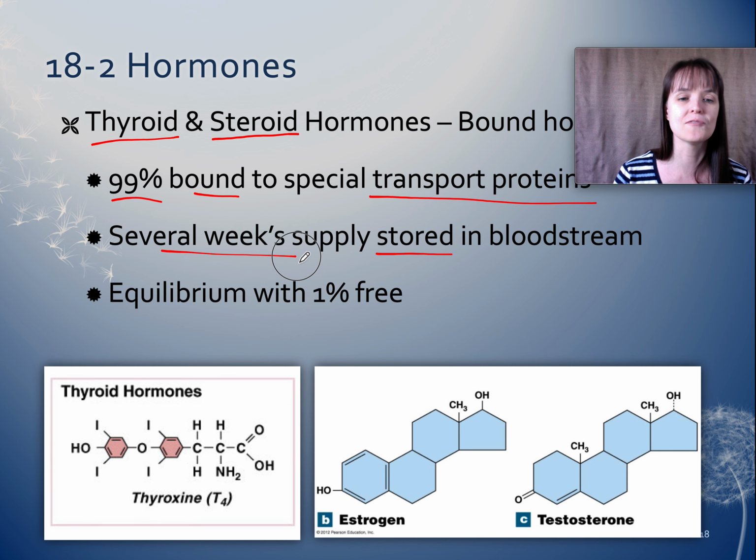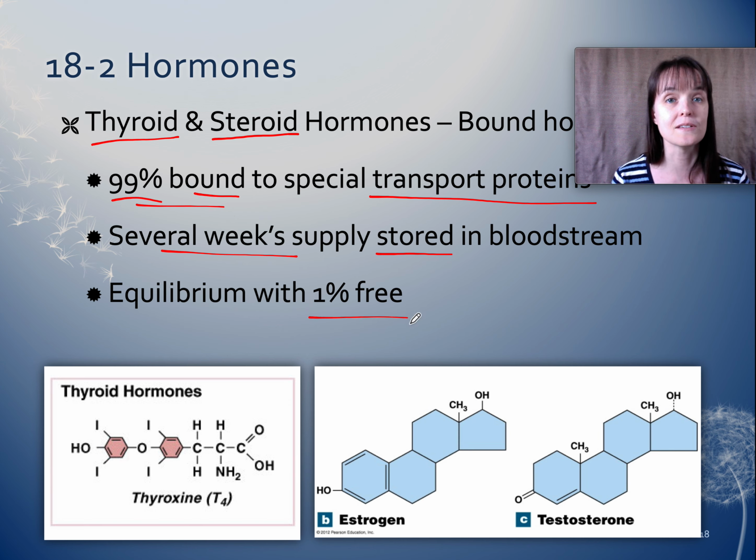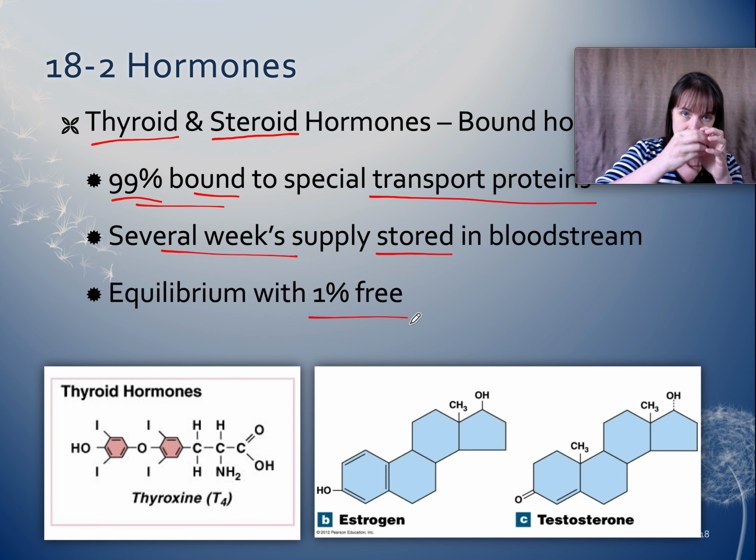And you end up with several weeks' supply floating around in your bloodstream most all the time. Now, the 99% are bound, the last 1% is free. And it's not that the hormones bind to the proteins and they stay there. It's that they bind and then they release, and a different one binds and releases. And so at all times you have roughly 1% free hormones, and those are the thyroid and steroid hormones that are used by the cells.